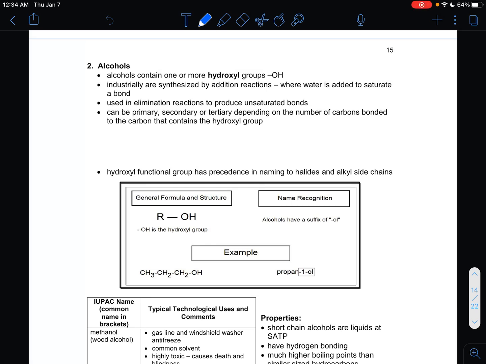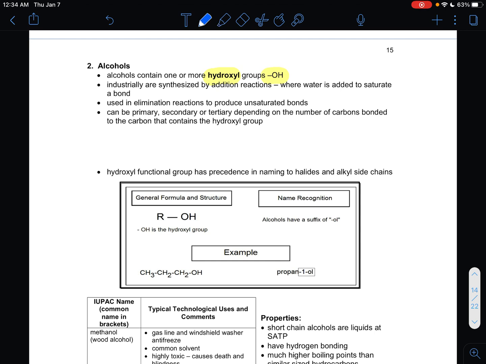Our next organic derivative is the alcohols. For this one, basically these are organic molecules that have what's called a hydroxyl group. You do need to know that term. And the hydroxyl group is OH. So remember, these are organic compounds. These are not bases. They are organic compounds that have an OH group attached to them.